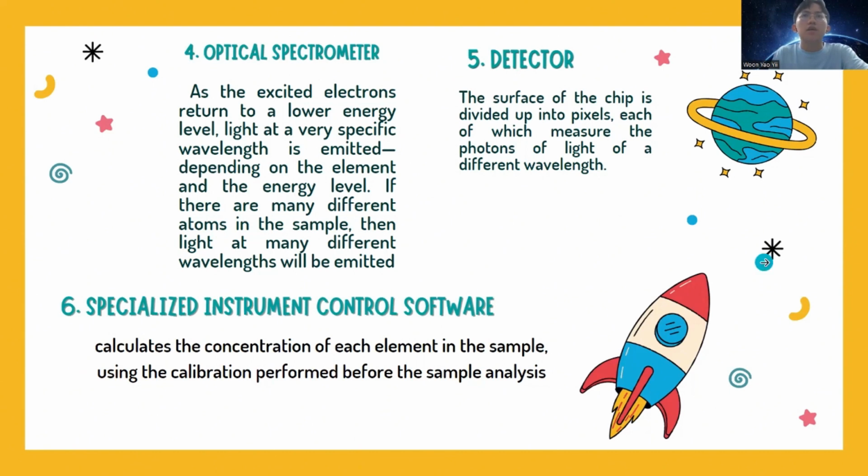And we're going to the next part, which is the detector. The surface of the chip is divided into pixels, each of which measures the photons of light of a different wavelength. After that, we go to the last part. It is the specialized instrument control software. It calculates the concentration of each element in the sample and uses the calibration performed before the sample analysis.